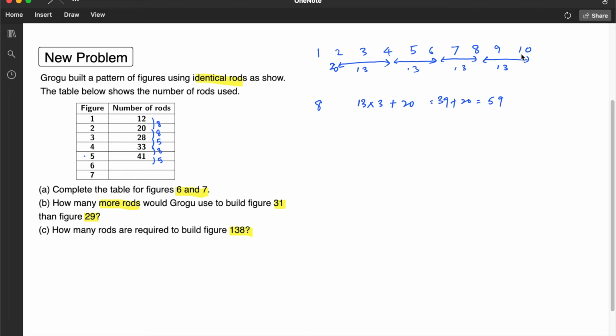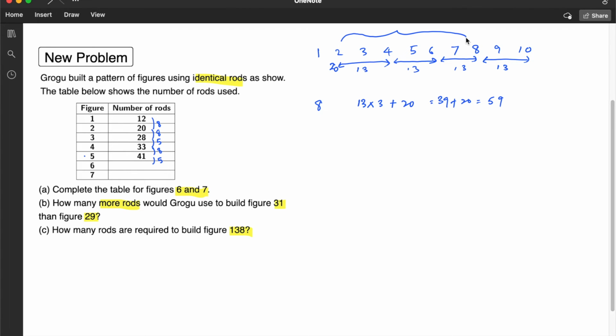Now what about figure 10? Figure 10 we have 4 intervals of 13. But if you have a larger number, of course it will be a problem to draw. So let's try to see the expression that can be used. For number 8, we can get these 3 intervals by using this calculation. Let's take a look at this.